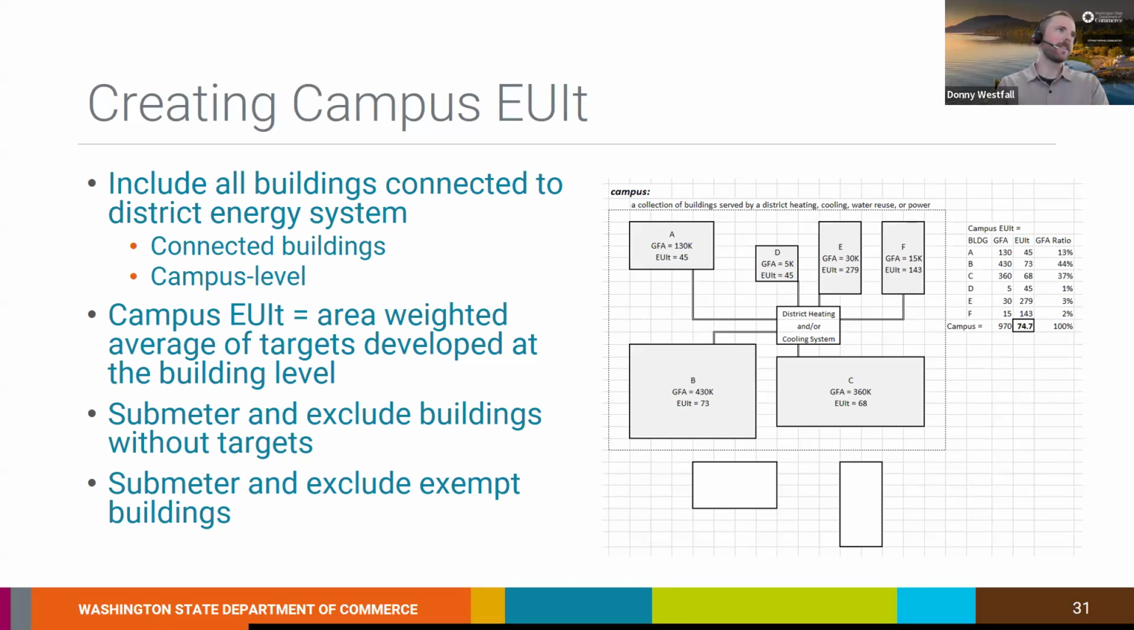So the campus EUIt should be developed using an area weighted average of targets developed at the individual building level first. And then that's weighted by the gross floor area of those buildings as a percentage of the whole aggregated campus gross floor area. And then again, sub-meter and exclude buildings without targets and exclude individually exempt buildings from the EUIt calculations.